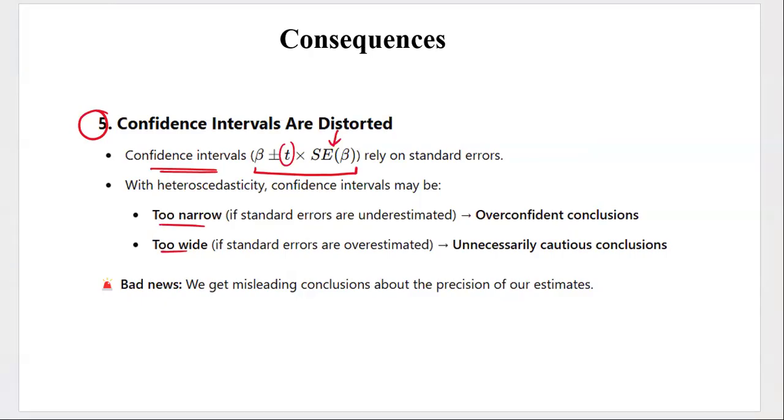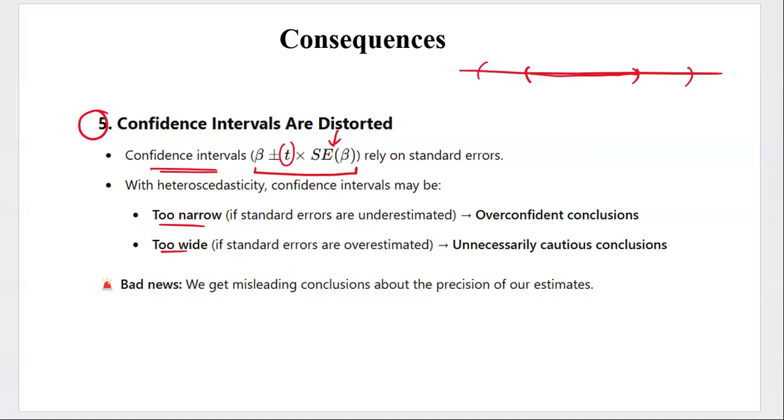That will be the problem. That will be the consequence. Suppose this is the proper standard confidence interval for beta, sorry, for beta. This is the proper standard error. If heteroscedasticity is present, it could be too large.